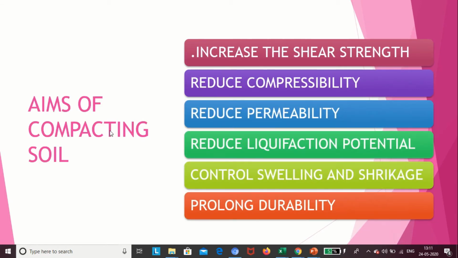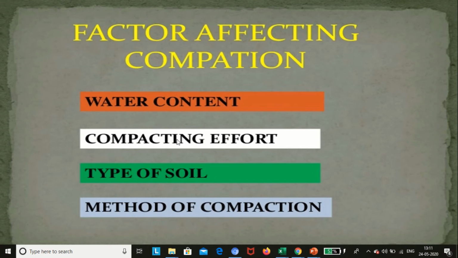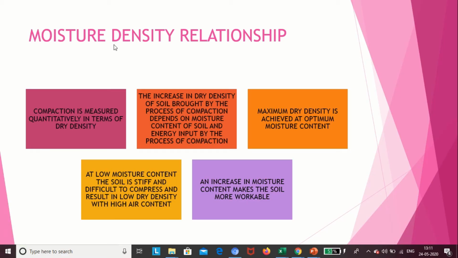Then what are the aims of compacting a soil? It will increase the shear strength of the soil. It will reduce the compressibility. It will reduce the permeability. It will reduce the liquefaction potential and control the swelling and shrinkage of the soil, and it will impart prolonged durability. What are the factors affecting the compaction? The first one is the water content, then the compacting effort, the type of the soil, and the method of compaction which we are adopting.